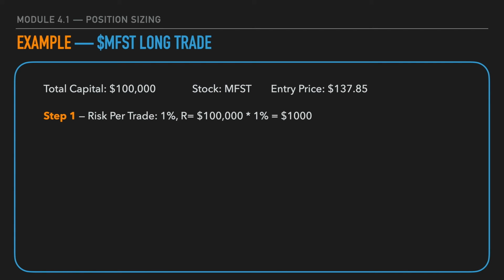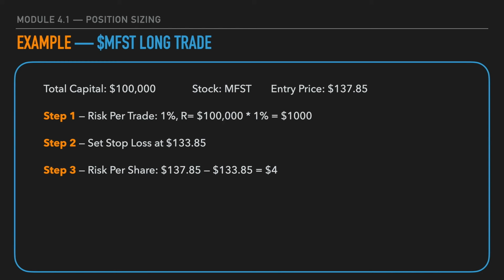Step 1. Let's define your risk per trade. For example, if you define your risk per trade R multiple as 1% of your total capital, then the maximum dollar amount risk per trade will be $1,000. Step 2. Set the stop loss. We already set the stop loss at $133.85.